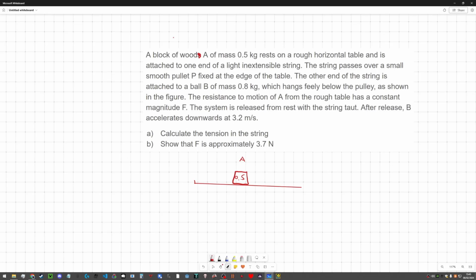Right, yeah, I'll simplify it for now. I'll save it as smooth, just because we're focusing on the connected particles.